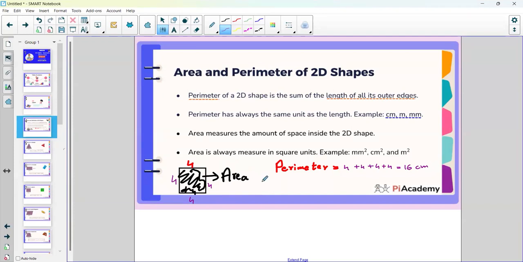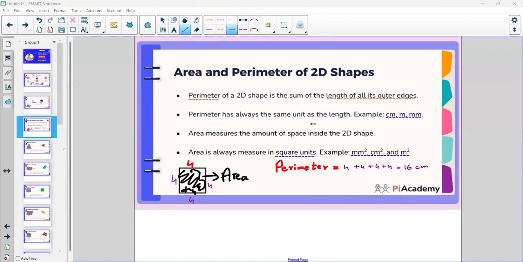Okay. Now, when we talk about area, as I said, this is the overall space inside the 2D shape. Area is always measured in square units. What do we mean by square units? Like millimeter square, centimeter square, or meter square. So you would always see a power of 2 above these units. But can anyone tell me why this is? Why is area measured in square units, whereas perimeter is measured in the simple unit of length?